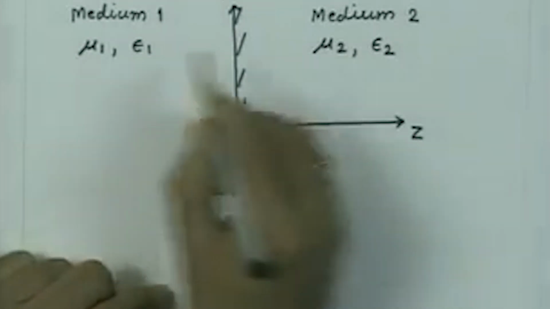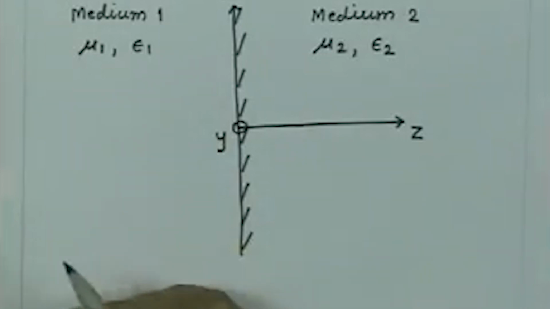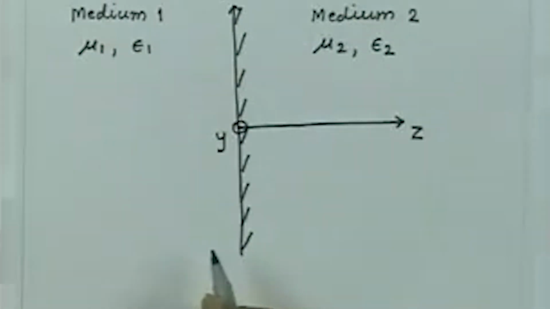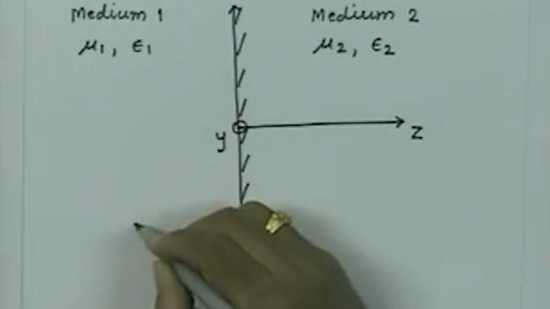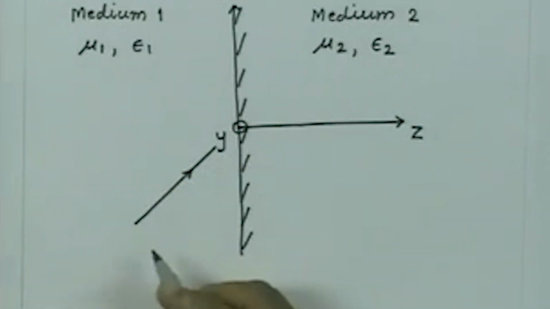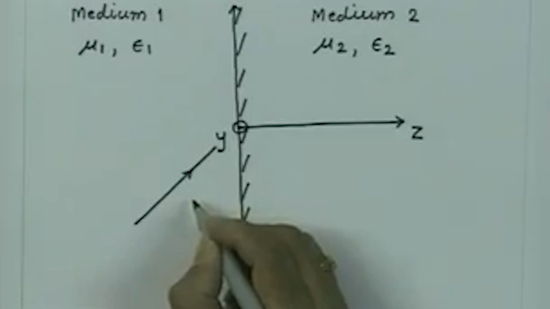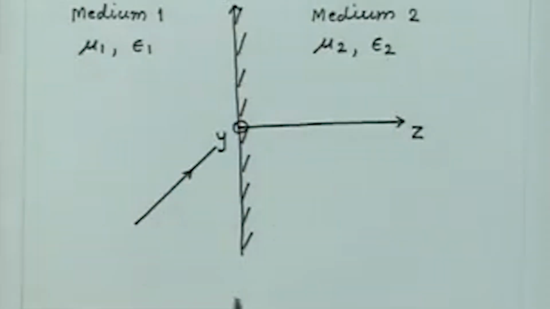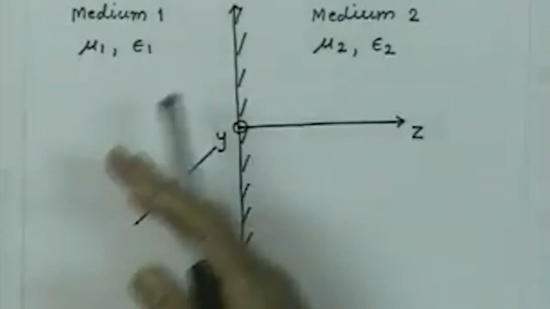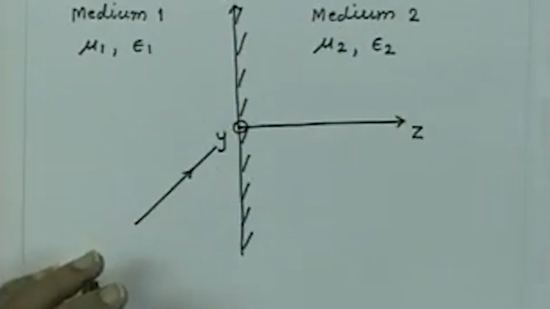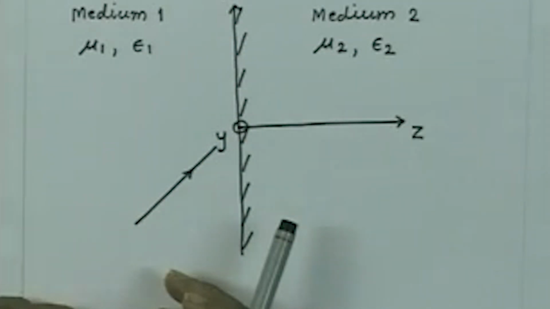Now let us say we have a wave which is incident on this dielectric interface at some arbitrary angle with respect to the coordinate axis. So let us say I have the wave which is incident at some arbitrary angle like that. So this is the direction of the wave. So essentially this is the wave vector for the wave which is incident on the dielectric interface. Now specifically we are asking questions like, when this uniform plane wave is incident on this dielectric interface, what will happen to this wave?